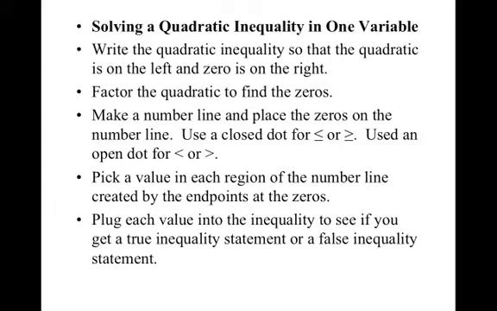So we need to write the quadratic inequality so that the quadratic is on the left and zero is on the right. Then we want to factor the quadratic to find the zeros, make a number line and place the zeros on the number line. We use a closed dot for less than or equal to or greater than or equal to, and an open dot for less than or greater than. You pick a value in each region of the number line created by the endpoints at the zeros, and then plug each value into the inequality to see if you get a true inequality statement, which means that region is included in your solution, or a false inequality statement, which means that region is not included in your solution.